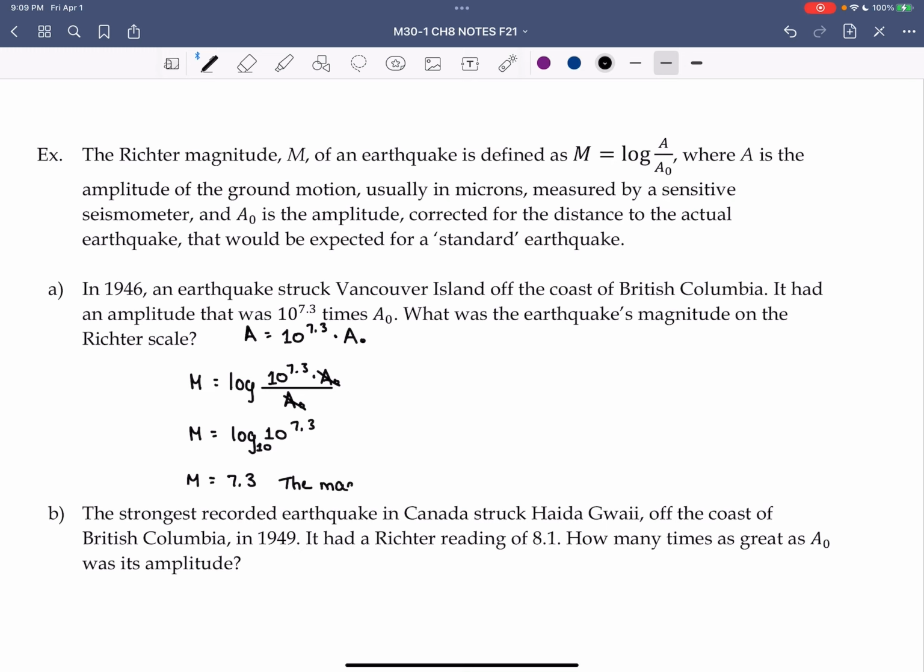The magnitude of the earthquake was 7.3.